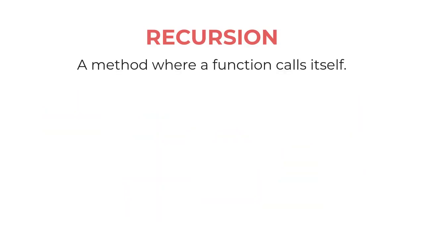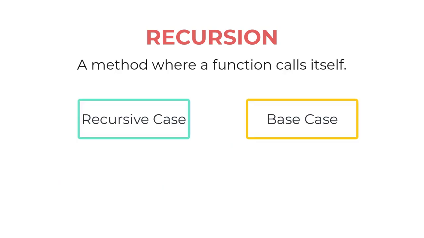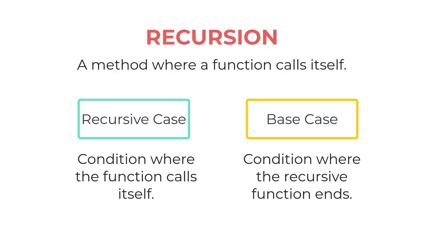To summarize, recursion is a method where the function calls itself. It has two parts, the base case and the recursive case. The recursive case is the condition where the function calls itself, and the base case is the condition where the recursive function ends.